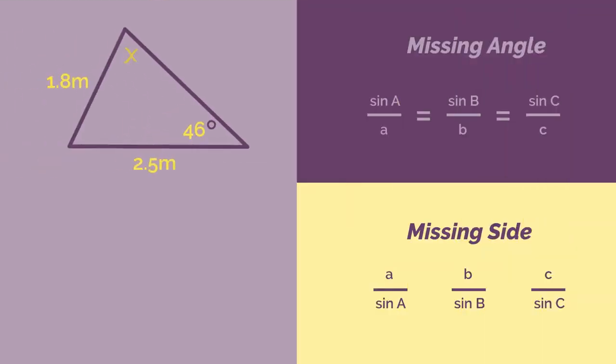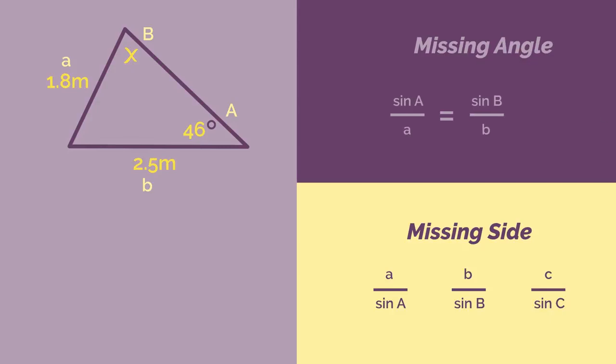So we start by labelling the sides and angles with A's and B's. So I'm going to label 1.8 metres as A. So therefore 46 degrees must be angle A. So then 2.5 is side B and the missing angle X is capital B.